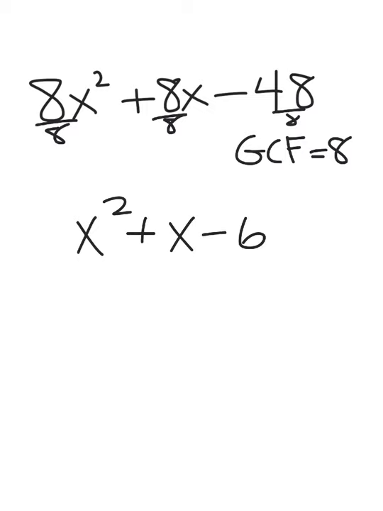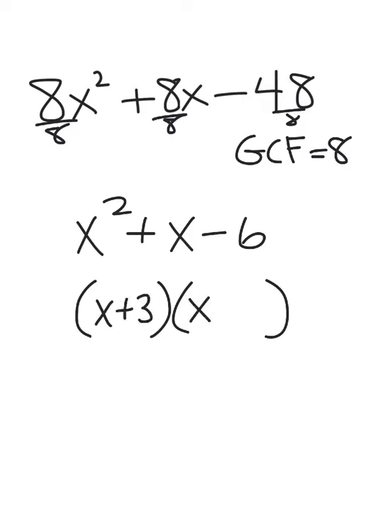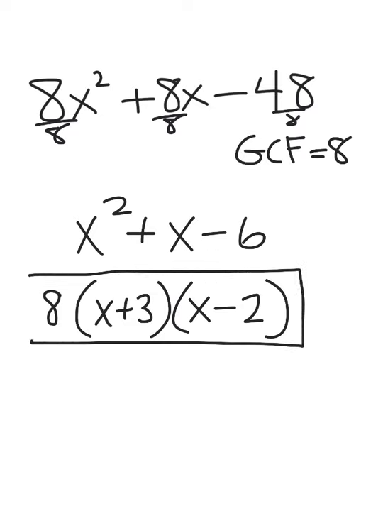Now that 8 is important. We're going to get back to that in just a minute. When you factor it, I'm going to do this one pretty quickly here. You notice that the factors of 6 that subtract to be 1, the greatest one has to be positive. That's 2 and 3. So I have an x plus 3 and an x minus 2. And then that 8 has to be in front because it is still part of the problem. And there you go. That's the answer.